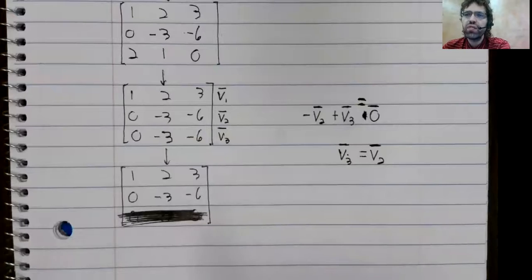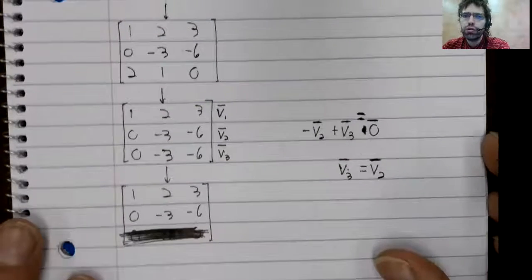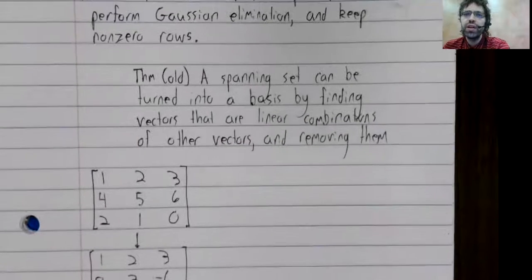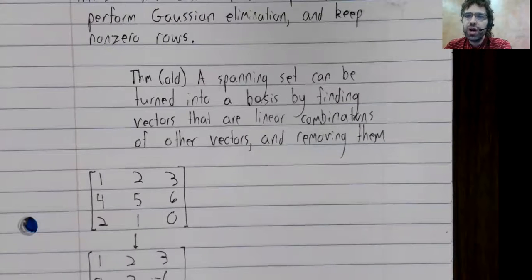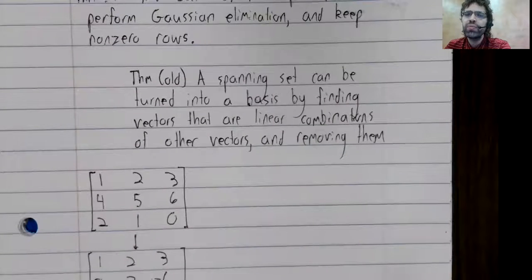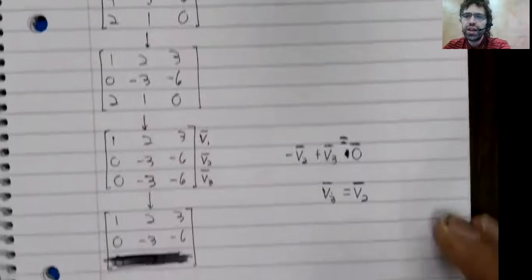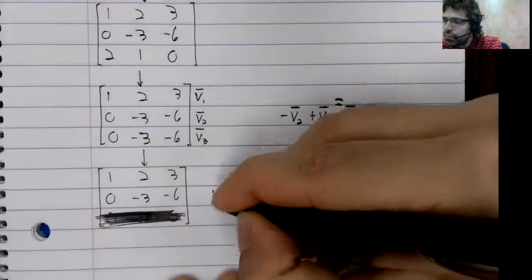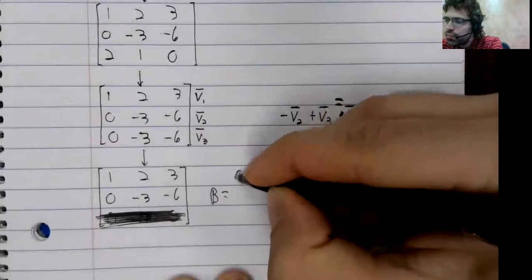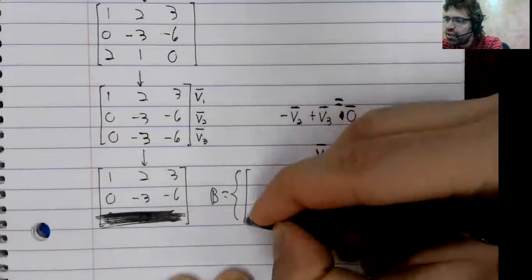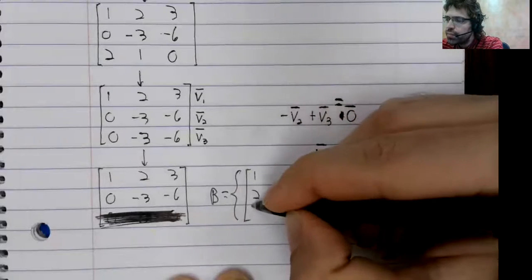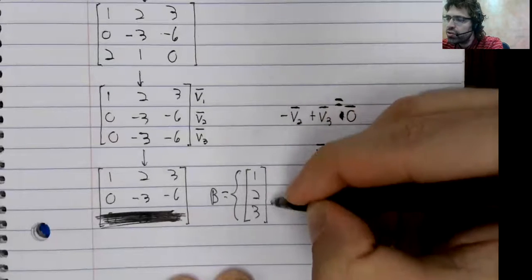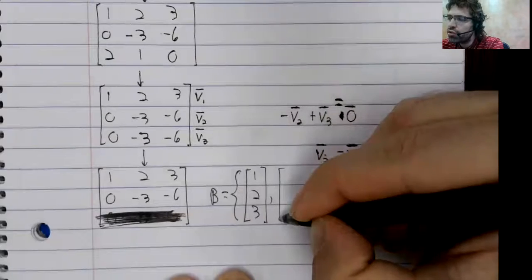This process of performing Gaussian elimination and getting rid of the zero rows is precisely the process of finding vectors that are linear combinations of other vectors and removing them. Our basis then is the first and the second row.